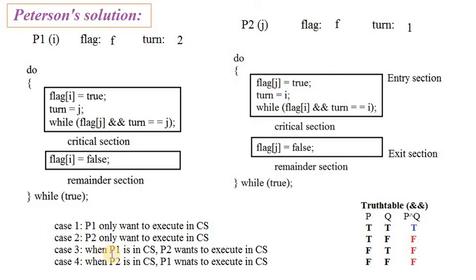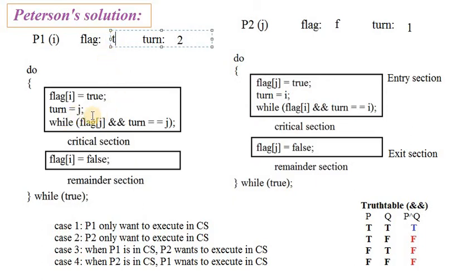What is the third case? When program 1 is in the critical section, then P2 wants to execute in the critical section. Okay. When program 1 is there in the critical section, what will happen? Initially the flag bits of both the programs are false. Then program 1 tries to enter into the critical section. So before going to enter, what will happen here? Let us see. The flag of I bit will be set as true. So let me set it as true first. Okay.